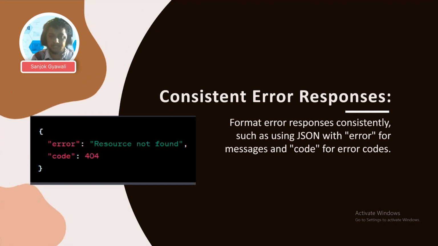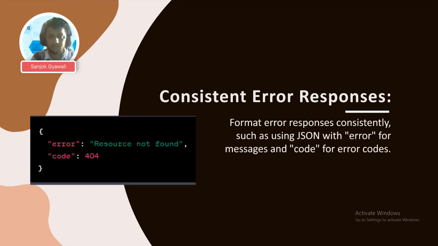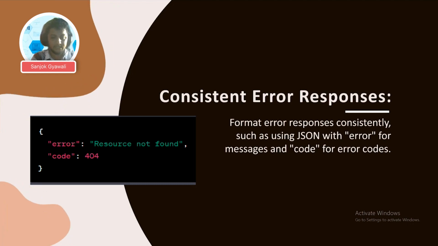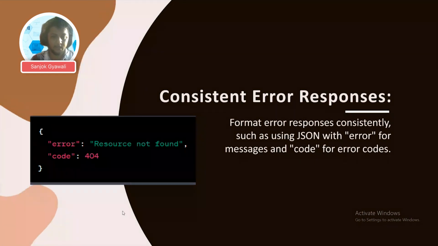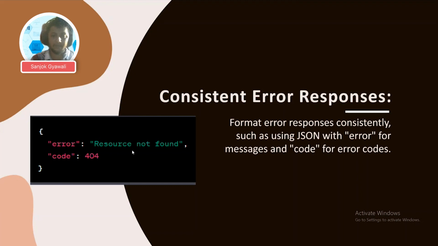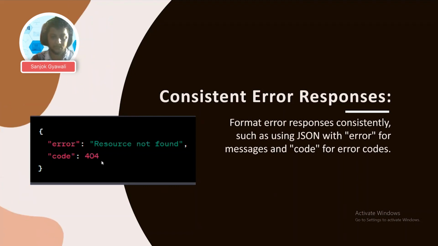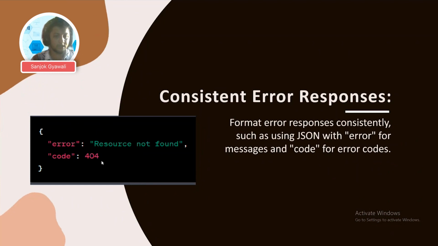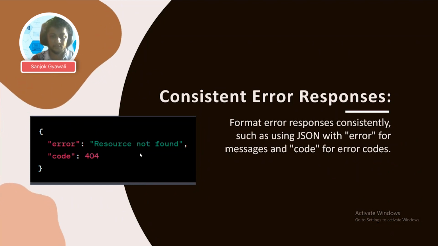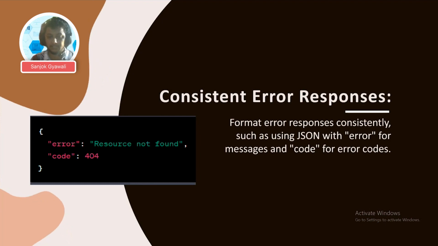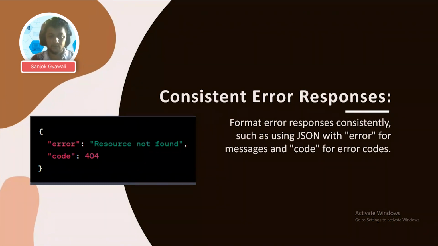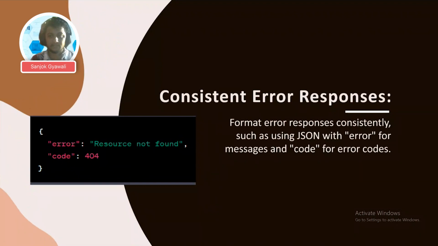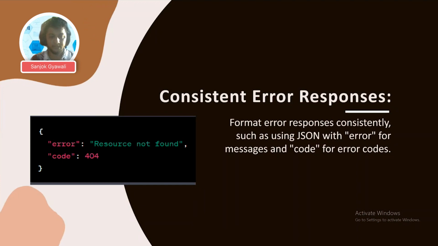Also, we'll provide consistent error responses, formatting error responses consistently. We use JSON. You can see on the left panel, we are using the error as resource not found. This means one message that is consistent, and the code as 404. So not found, resource not found, the code is 404. So we will provide consistent error responses on each API, so that if some error comes up, or if it is a success, we'll provide a similar kind of response. If it fails for some reason, with exceptions like 404 not found or any other status code, we will provide it consistently so that developers will easily understand what the errors are meant to convey.